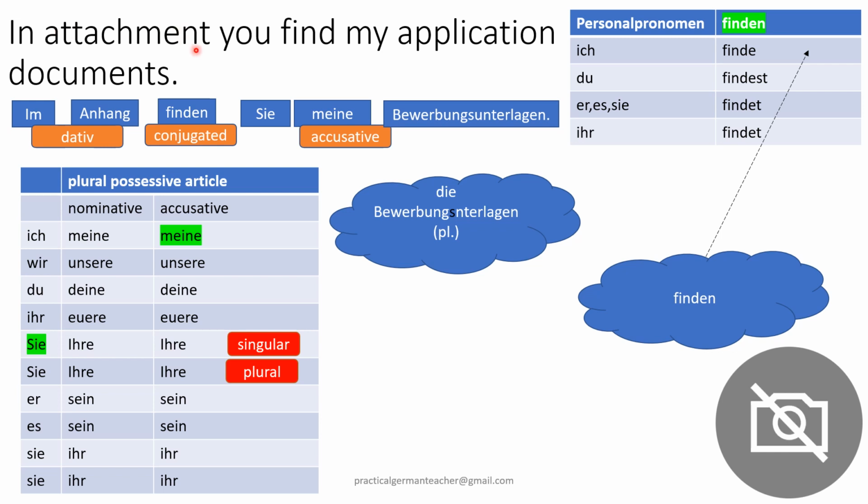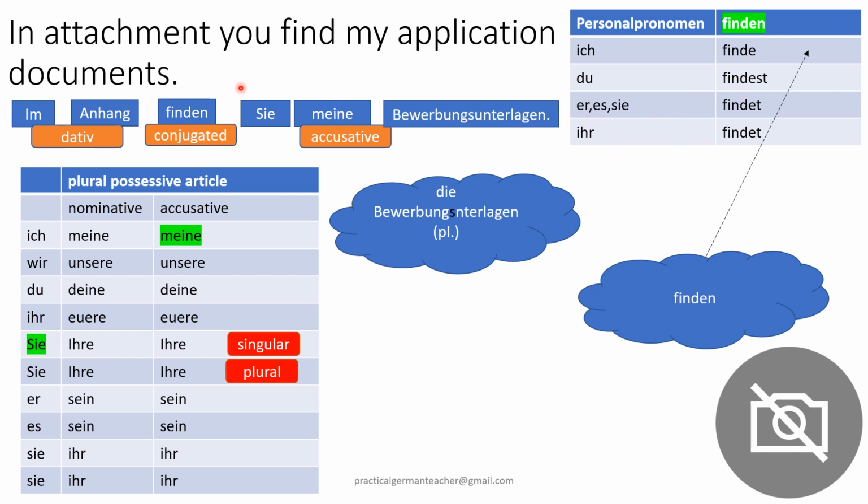In attachment, you find my application documents. So, a few things that you should know. You need to know the verb for to find. Also, you should check, is there only one verb to be used or more than one verb? I think that is just one verb. So, the German verb for to find is finden. And you need to know the conjugation for it. Ich finde, du findest, sie findet, ihr findet.